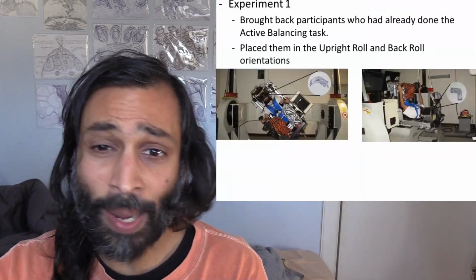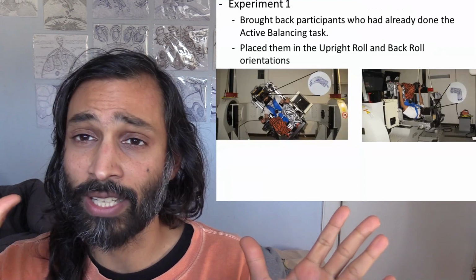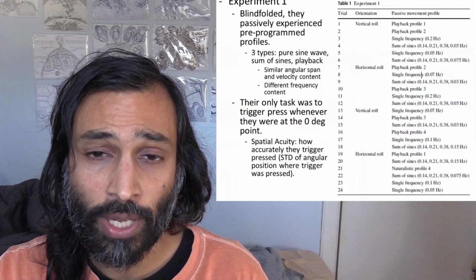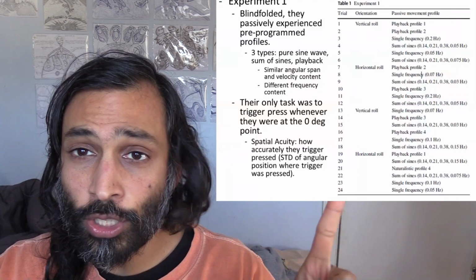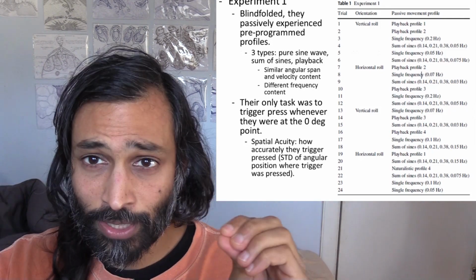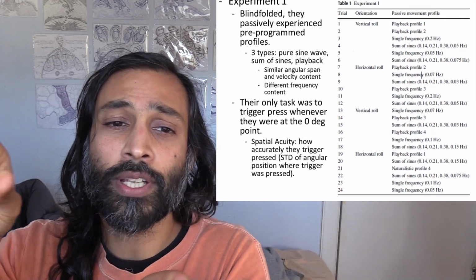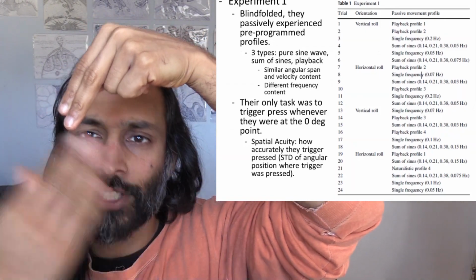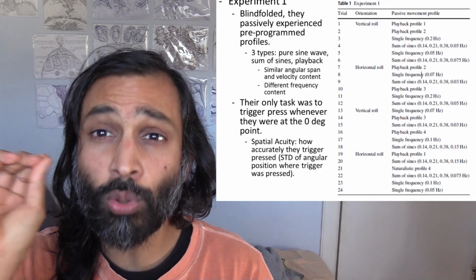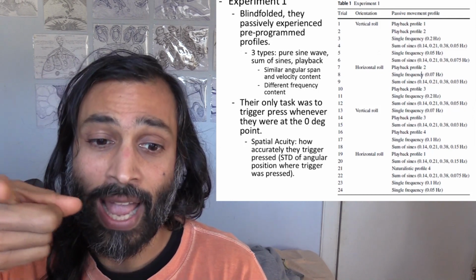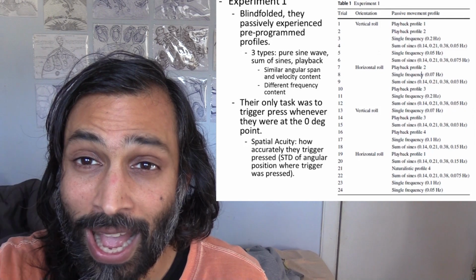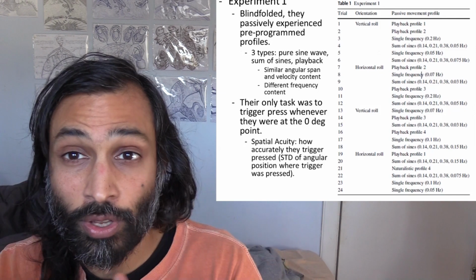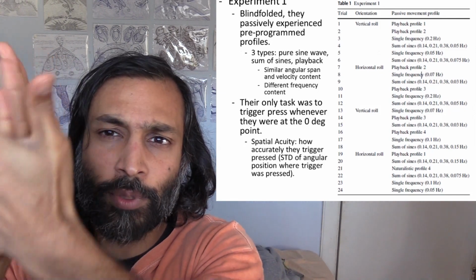Well, I brought back participants who had already done active balancing in the spaceflight condition. I put them in the upright and also on the back in the spaceflight condition. And then I told them, you're not going to control the machine anymore, okay? You're just going to sit there blindfolded and experience passive pre-programmed profiles. And these profiles had them cross the 0 degree point multiple times. And their only task was to press the trigger button and indicate whenever they felt like they passed the 0 degree point, whenever they're at it.